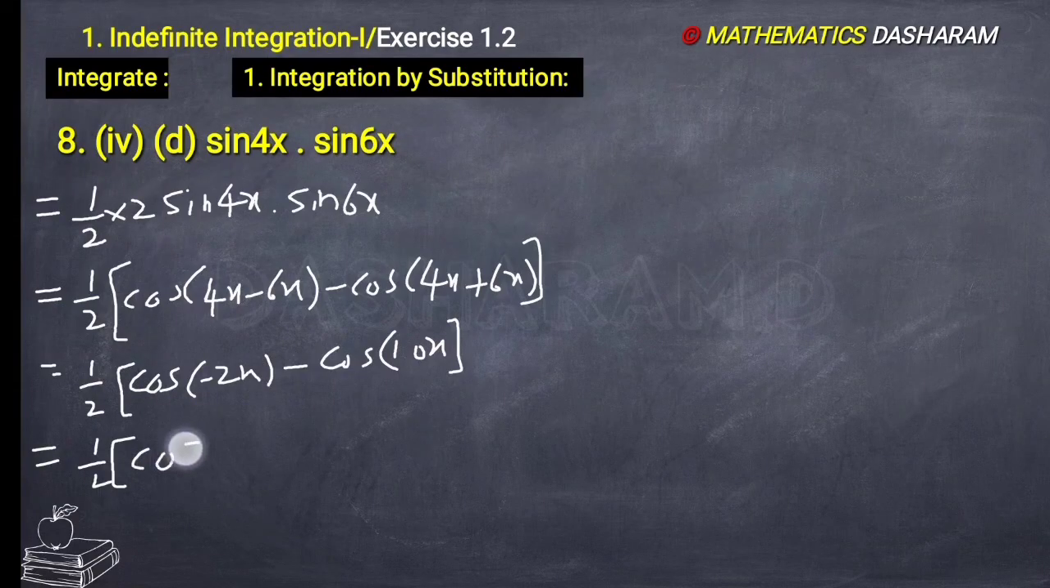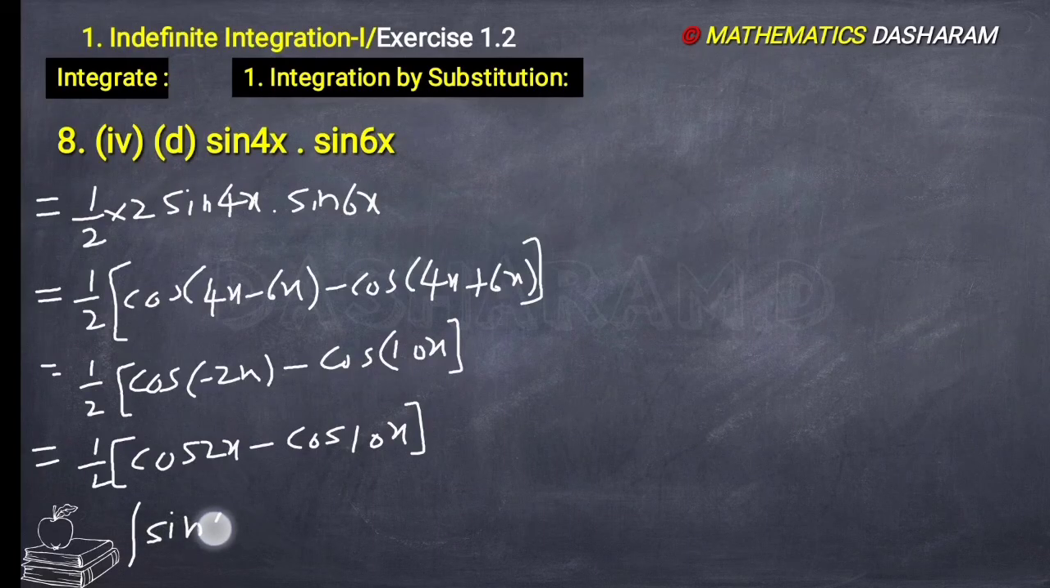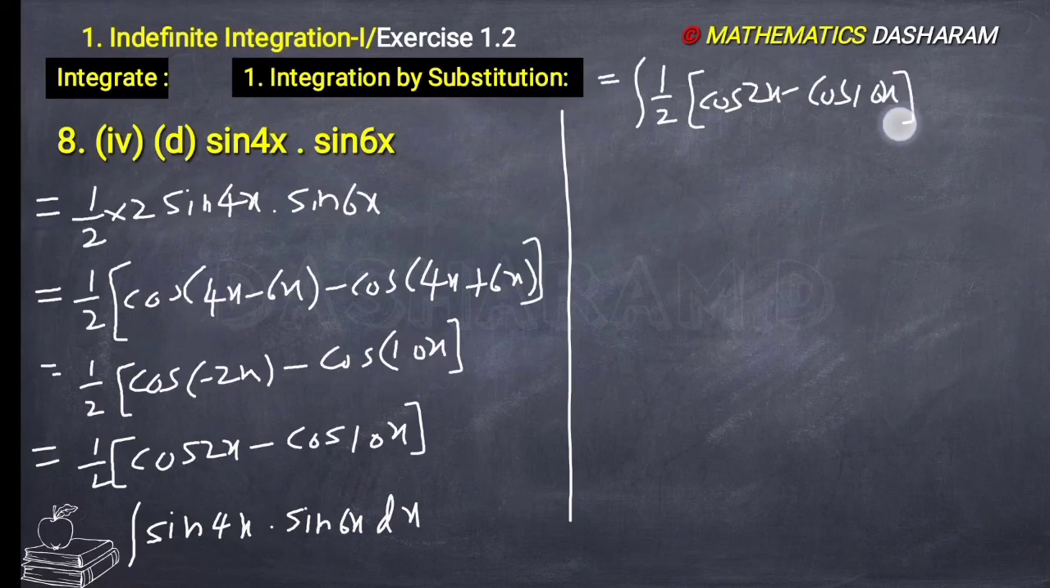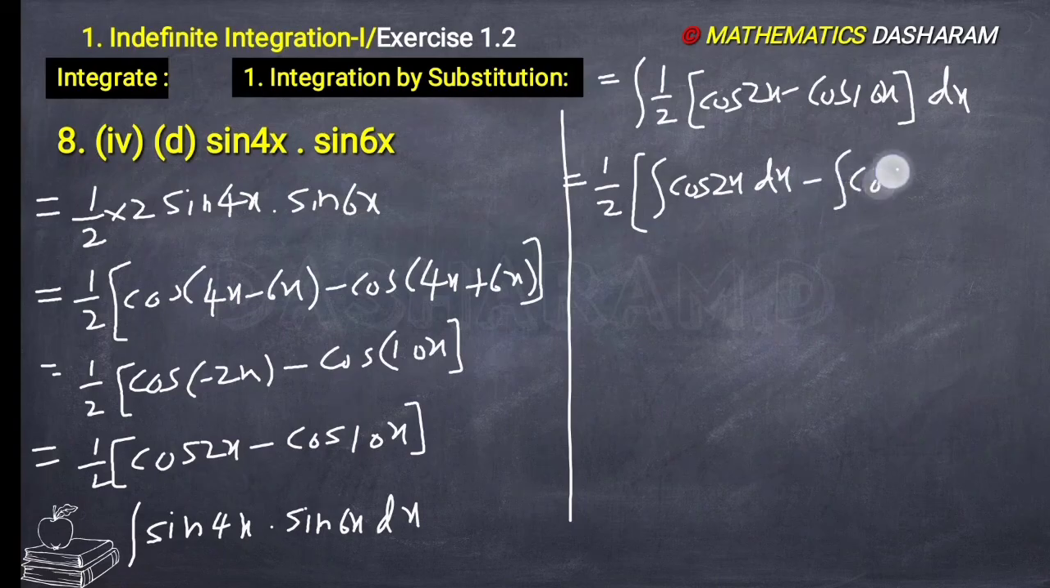Cos 2x minus cos 10x. Now apply the integration for the given question, sin 4x into sin 6x dx. So it is equal to integration of 1 by 2 bracket of cos 2x minus cos 10x dx. So 1 by 2 bracket of integration cos 2x dx minus integration cos 10x dx.